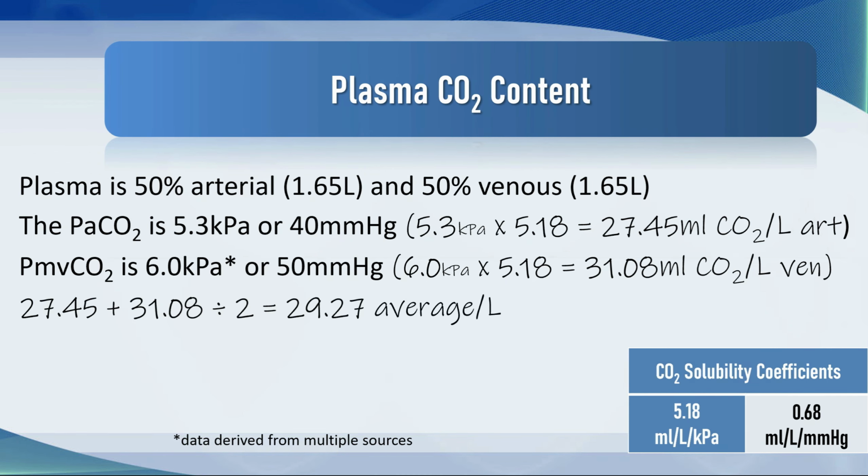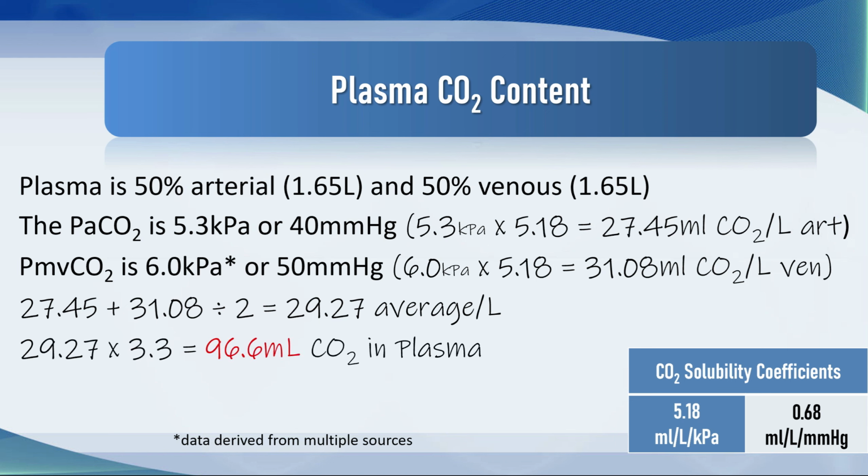If we add the two of these and divide by 2, we find that the average CO2 content per litre of plasma is 29.27, and we multiply this by 3.3, and the result is 96.6 mils of carbon dioxide in this patient's plasma. Let's look at the total extracellular CO2.